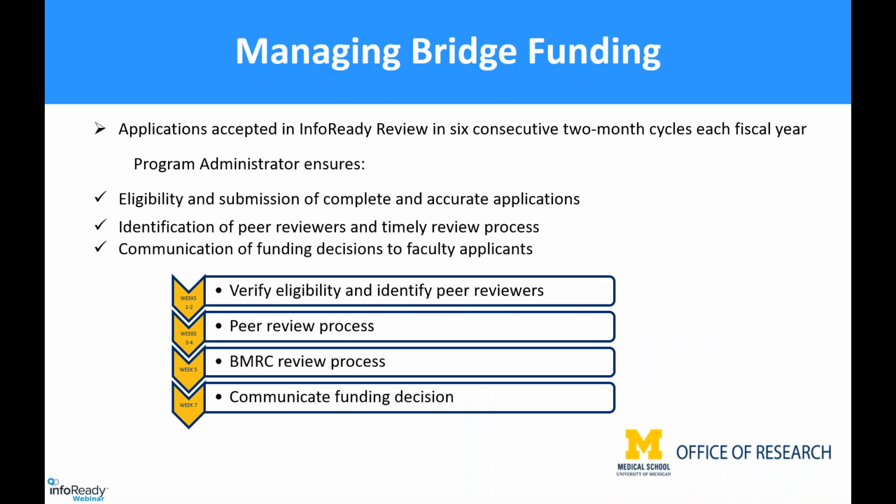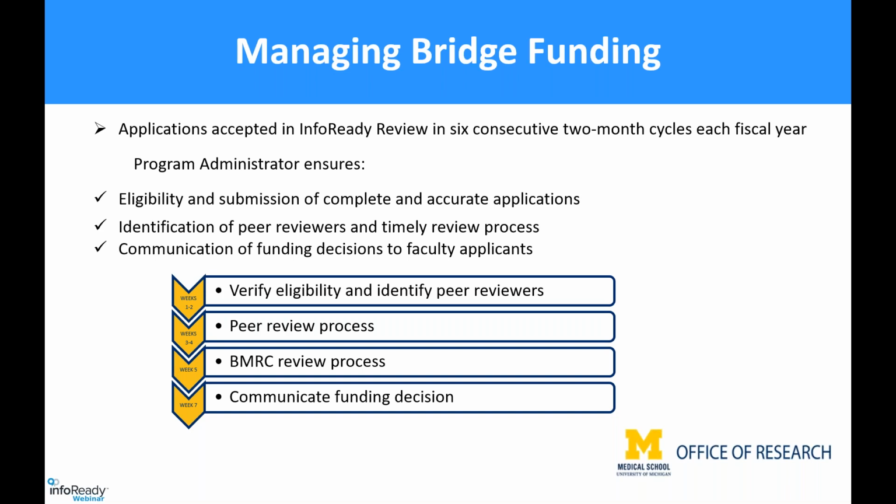We also manage a bridge funding program here at Medicine, and it's available to all of our basic science researchers. We manage the program in 6 consecutive 2-month cycles each fiscal year in competition space. We have a program administrator whose responsibility it is to work with our faculty applicants and ensure the eligibility of the grant and the PI, because we have criteria around those. They have to have a history of R01 funding. The R01 or R01 equivalent grant needs to be in the medical school, and a few other things like that.